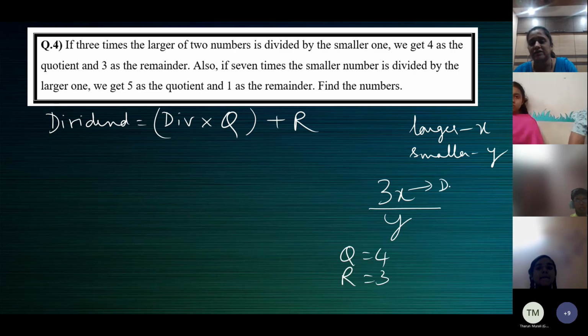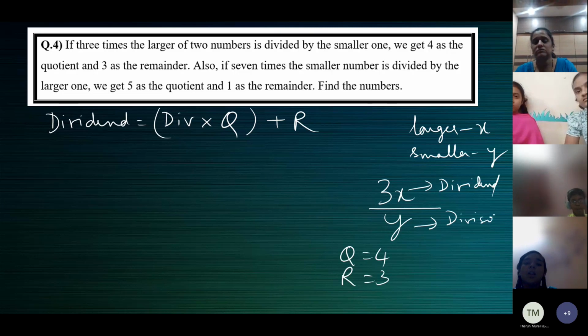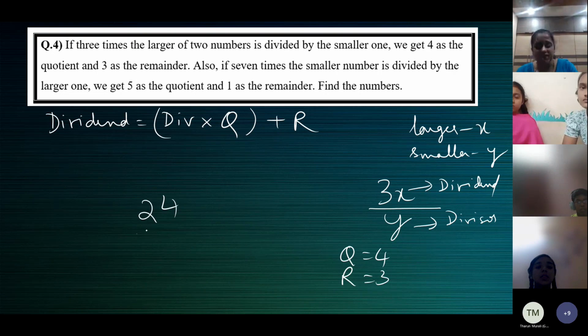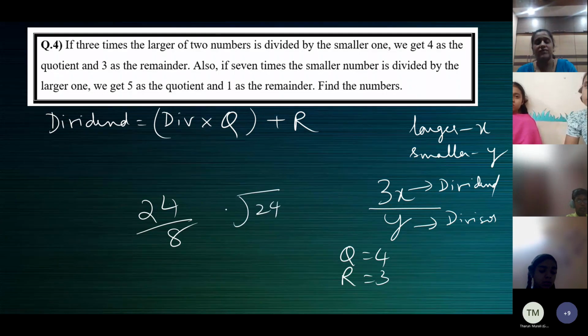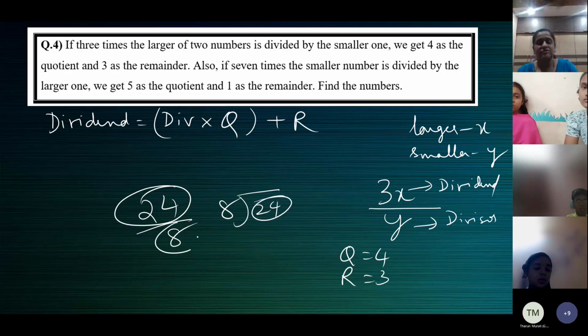Clearly, this is the dividend. What is in the numerator is the dividend. This is the divisor. It's given there: 3 times the larger of the two numbers is divided by the smaller one. See, now when I say 24 is divided by 8, 24 is the dividend, 8 is the divisor.